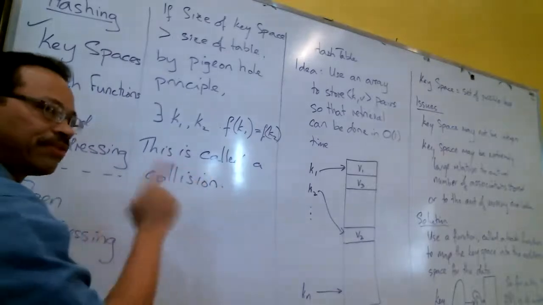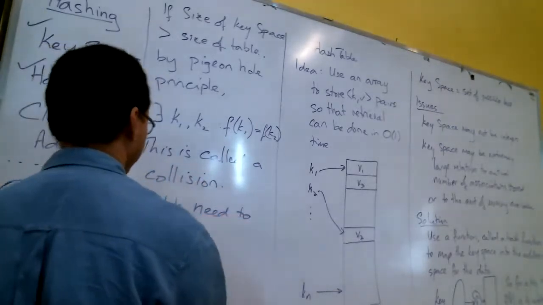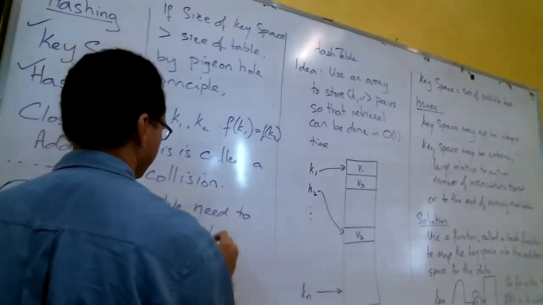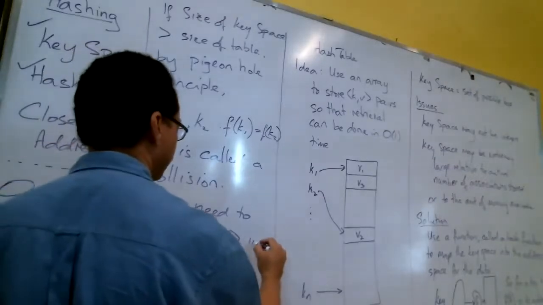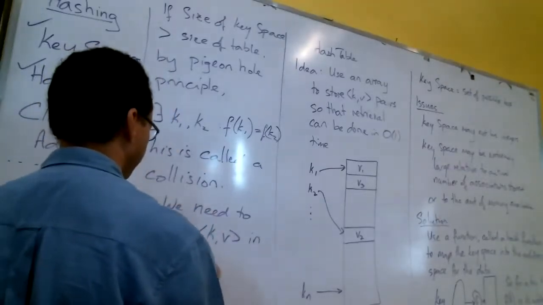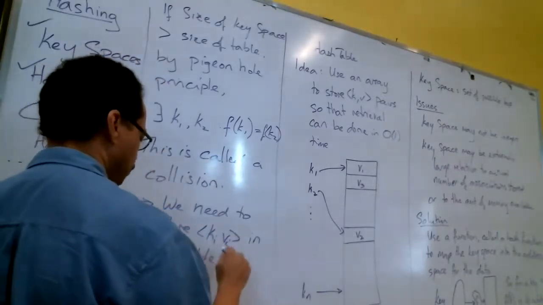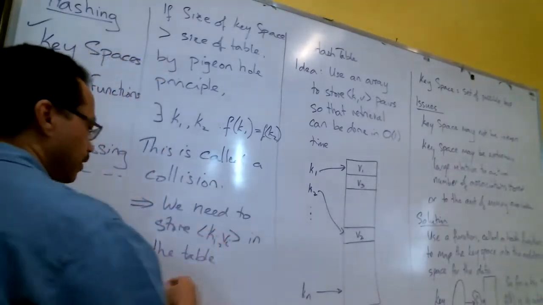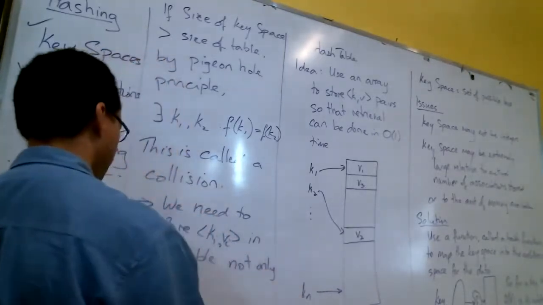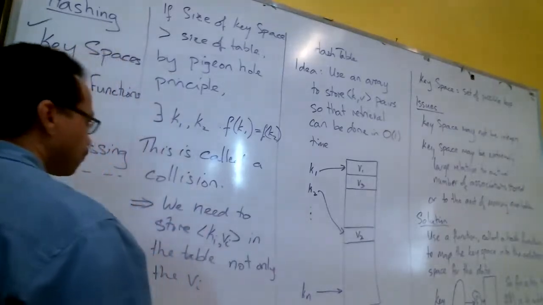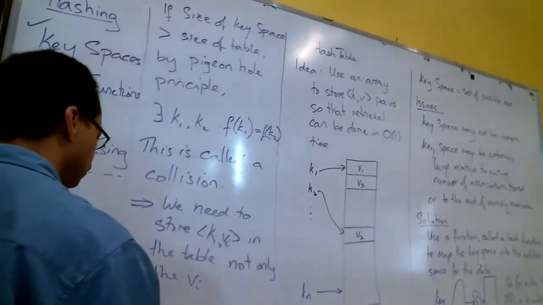So this means the first implication is we need to store both the key and the value in the table. Let me call them ki, vi. That's for all of them, not just the values. But we're also going to need to deal with the collisions.